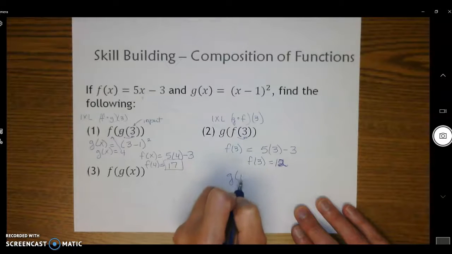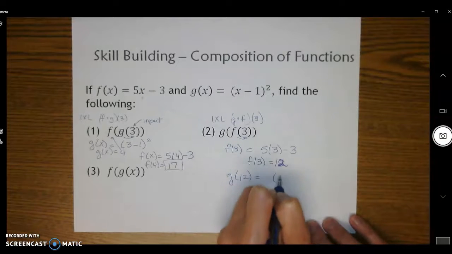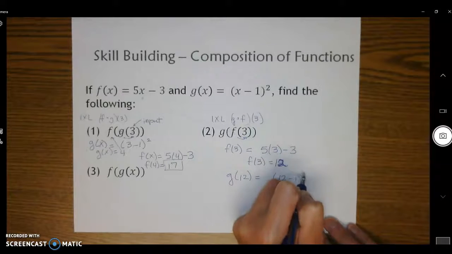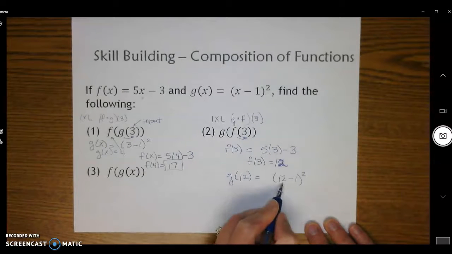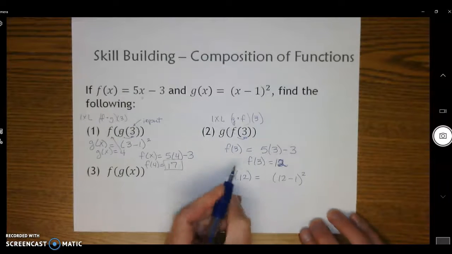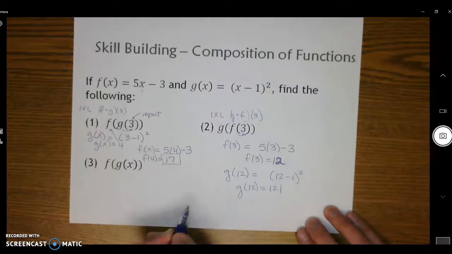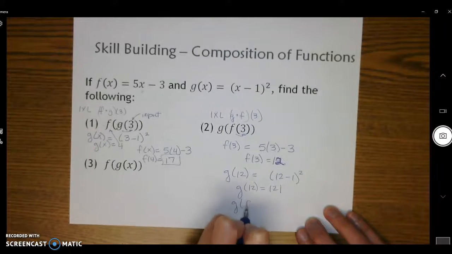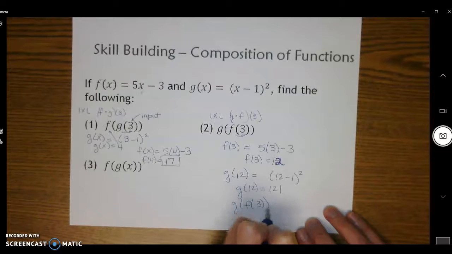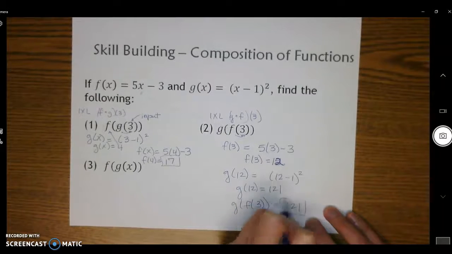So I'm looking for g of 12 now, equals 12 minus 1 squared. 12 minus 1 is 11. 11 squared is 121. So g of 12 is 121. They might write it another way, like g of f of 3 turned out to be 121 when we were all done.